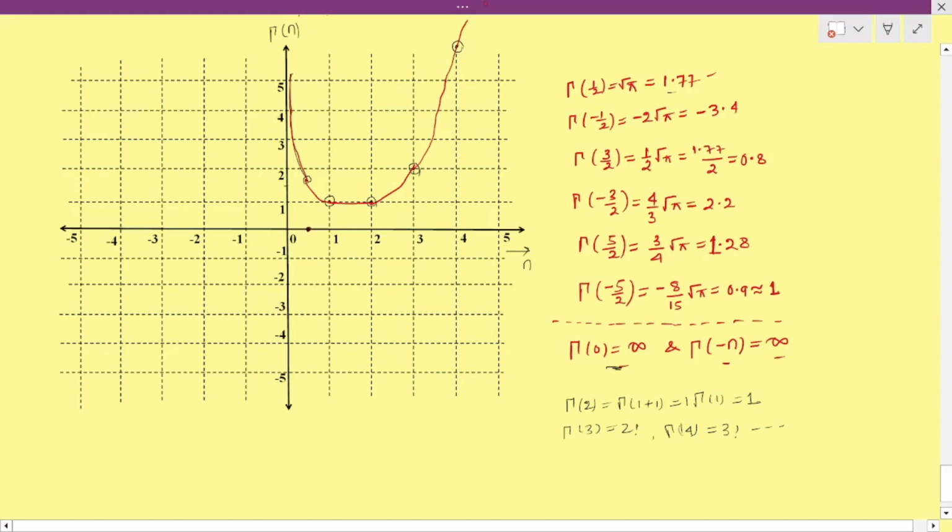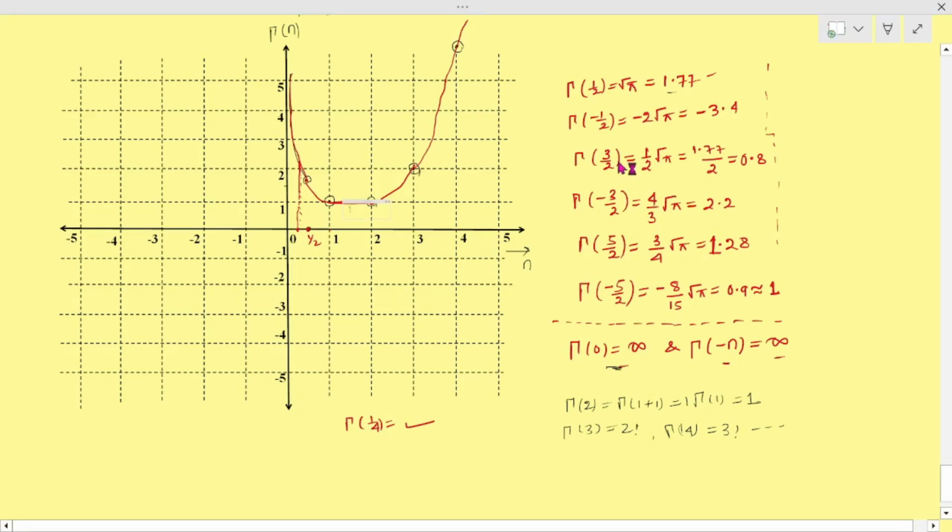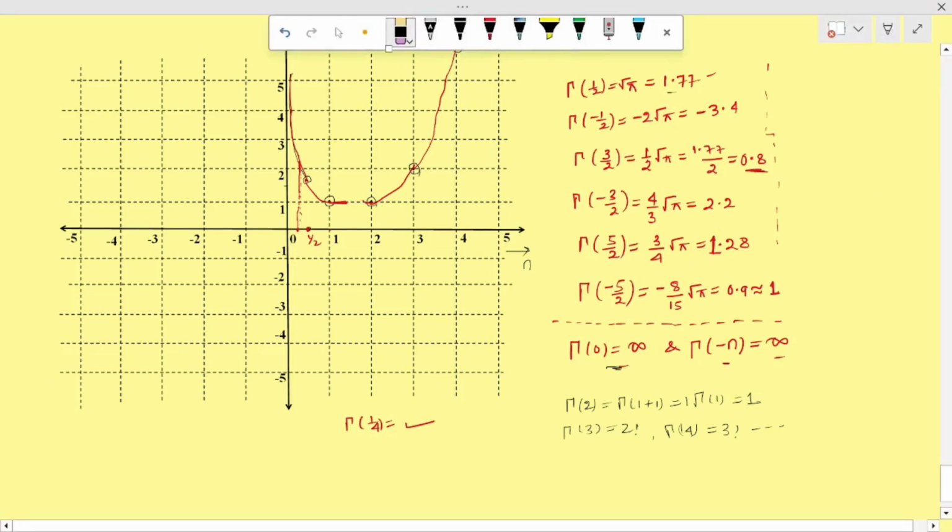Now if somebody wants to find out gamma of a fractional value, here this value is half. Gamma 1/4 we can find approximately this much. And gamma 3/2, which is nothing but gamma 1.5, the value is 0.8. That means here I made a small mistake: gamma 1 is 1, gamma 2 is 1, but at 1.5 the value will be 0.8, so the graph will be somewhat like this.